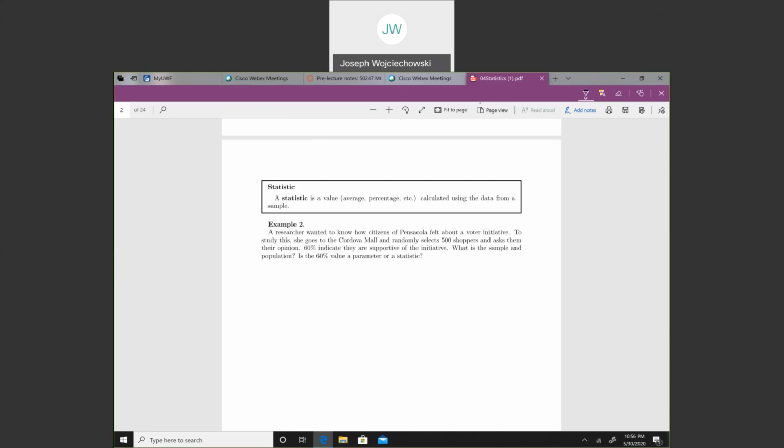So the sample is the surveyed people. Population is all people in Pensacola. And 60%, it was 60% of the sample, so this is a statistic.